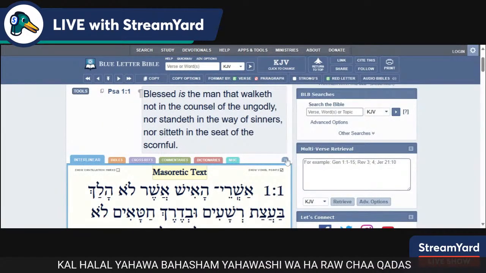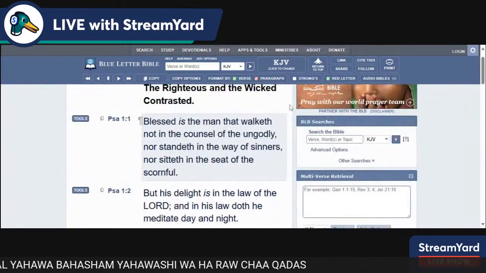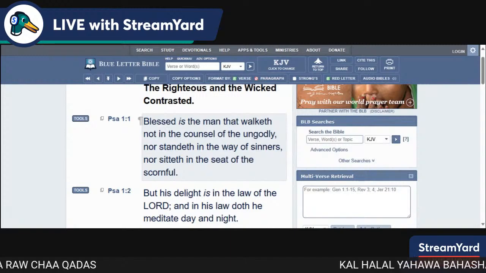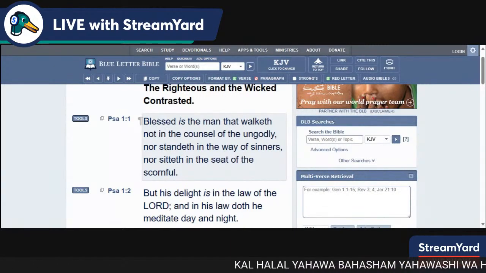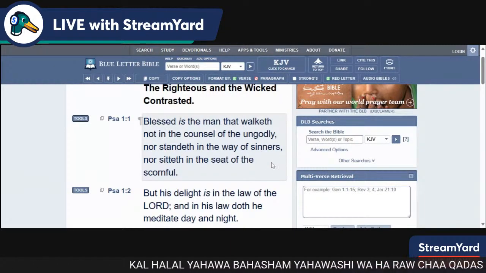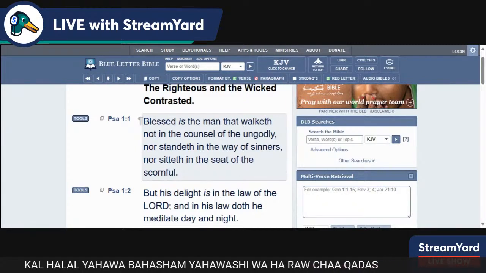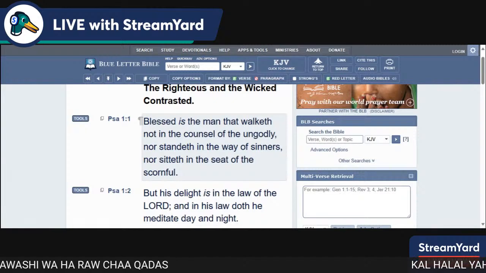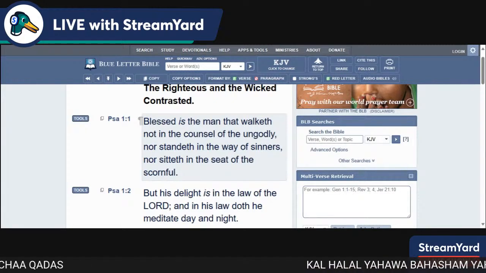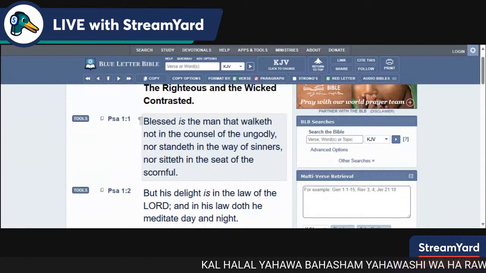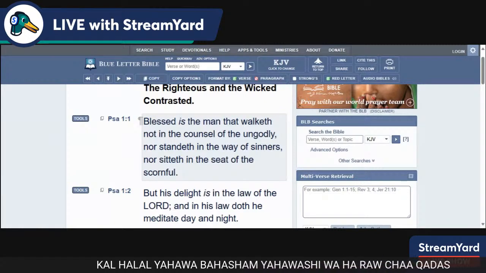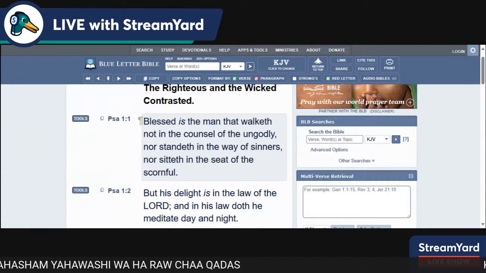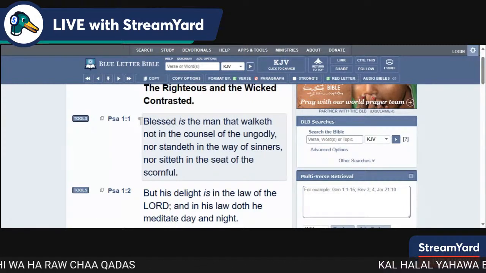Psalms 1. Blessed is the man that walketh not in the counsel of the ungodly, nor standeth in the way of sinners, nor sitteth in the seat of the scornful. So, blessed is the man that walketh not in the counsel of the ungodly. In other words, you're not swayed or moved by advice from those that are not in his truth. You don't care about what they have to say. That is not where you receive your instruction.